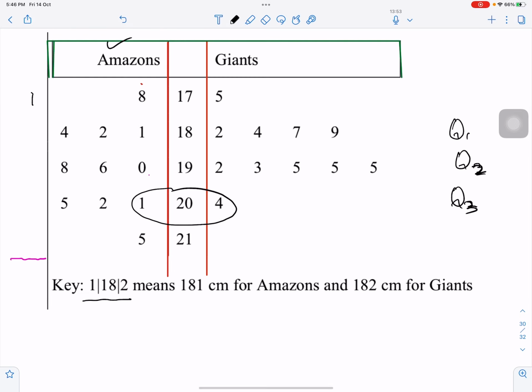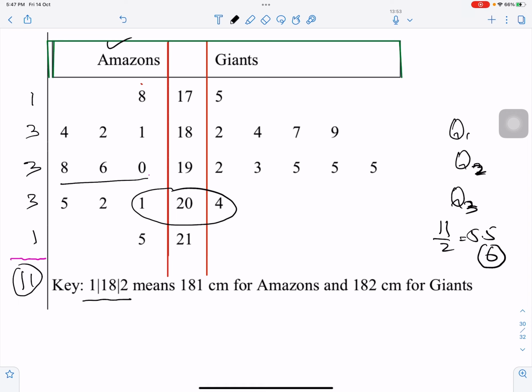I always write here the total number of data present in each stem. So for example, 3 data is here, 3 here, 3 here, 1 here. So altogether 11 values. Half of 11 is what? 5.5. So the data present at the 6th place will be exactly in the center. Yes or no? You can count from here or from here. 1 plus 3 is 4, 5, 6. So this is your Q2, median.